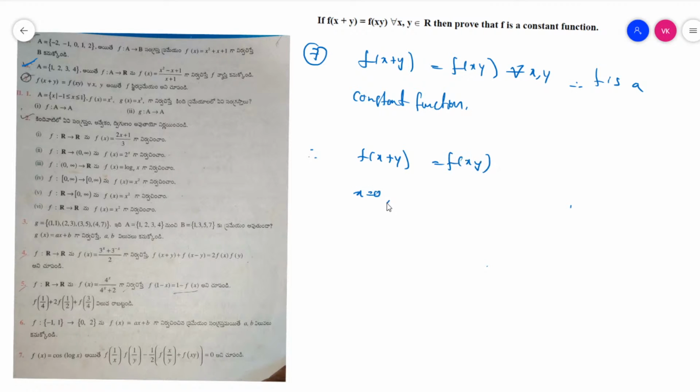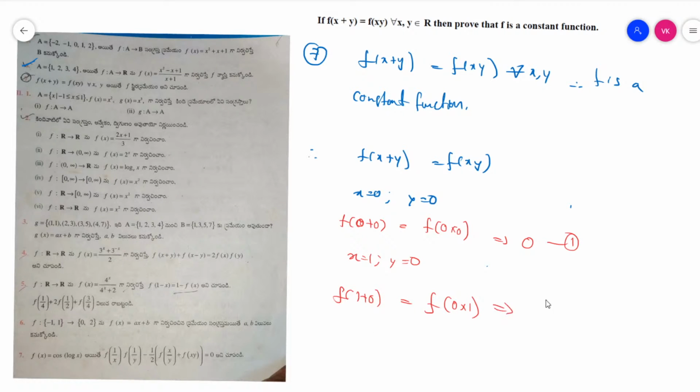Let's take x is equal to 0 and y is equal to 0. This is condition 1. Then we can write f of 0 plus 0 is equal to f of 0 into 0, which is f of 0. Let's take x is equal to 1 and y is equal to 0. Then f of 1 plus 0 is equal to f of 0 into 1.